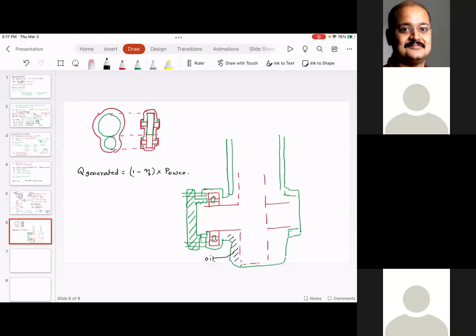Then this heat dissipated, Q dissipated, is given as h A delta T, where h is the heat transfer or heat convection coefficient, and A is the surface area of housing.